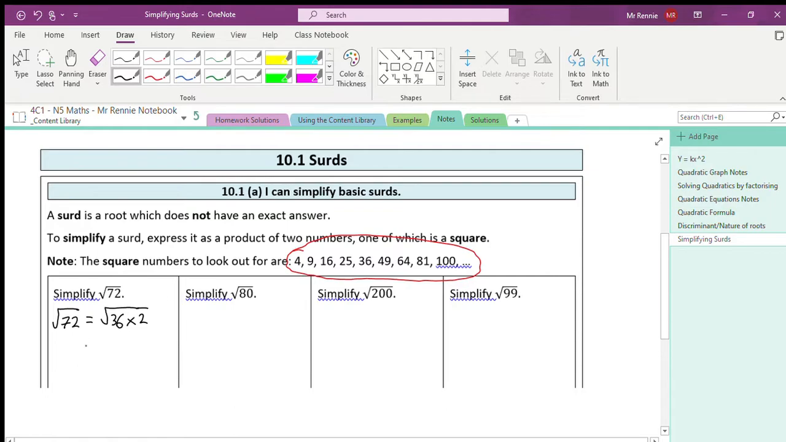Then what we do is we split these two up, so that's going to be root 36 times root 2. And why do we use that? Well, root 36 is not a surd. I can change that to a whole number because 6 times 6 will give me 36.